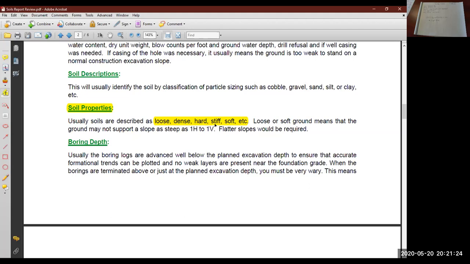If you have a borehole that says there's a layer that's hard or that it's stiff, that may concern a pile driving contractor. Then they would see that and they would realize that they need to allow for bigger, more powerful equipment to drive the piles in, if there are piles on the project.